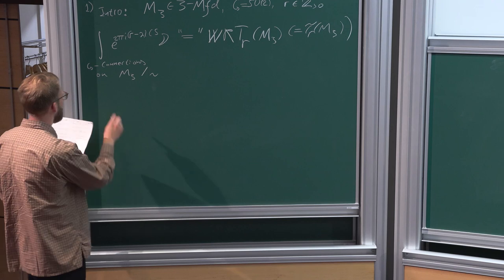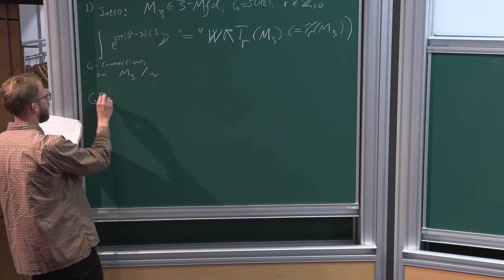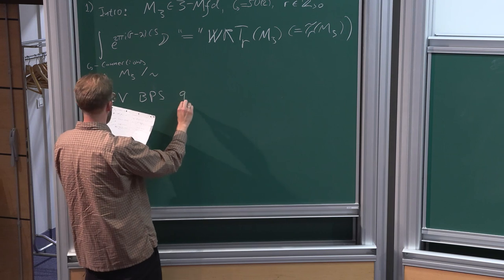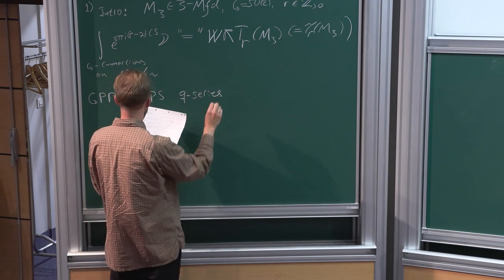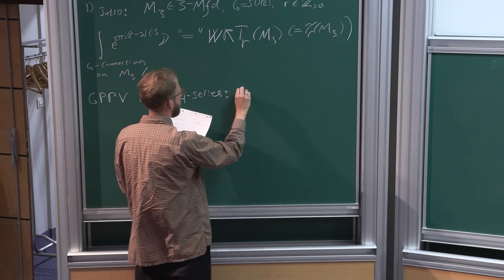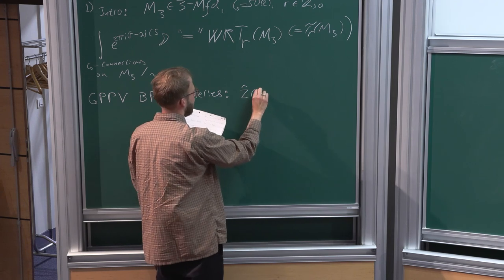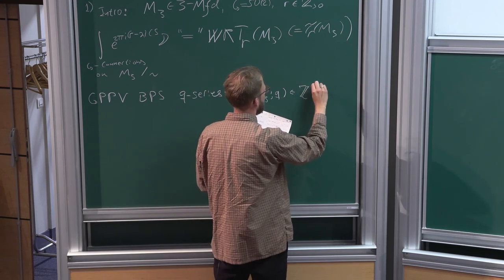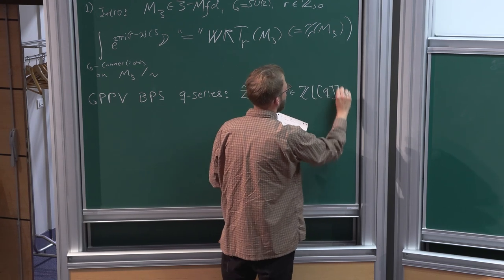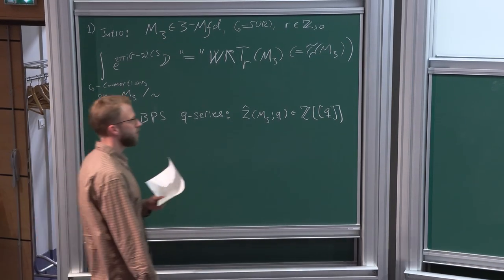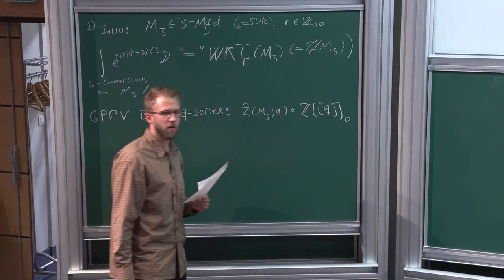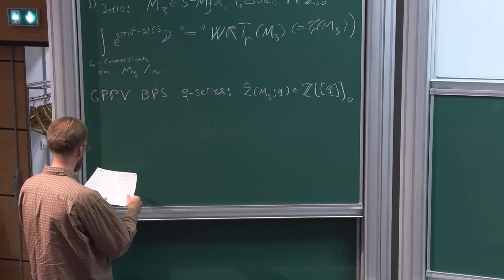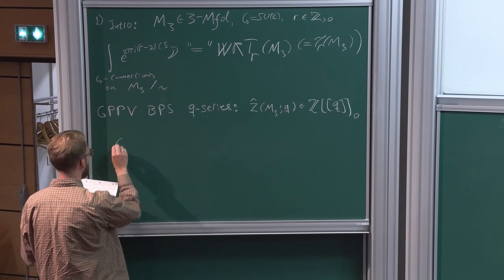And on the other hand, we have the invariant that Sergei just talked about, this GPPV, BPS, Q series, Z hat of M3, Q. I'll abuse notation slightly, as Jørgen did, and normalize it to be a power series with integer coefficients, which is convergent near zero. In fact, it's convergent on the unit disk. And one of the central themes of this talk is the radial limit phenomena.